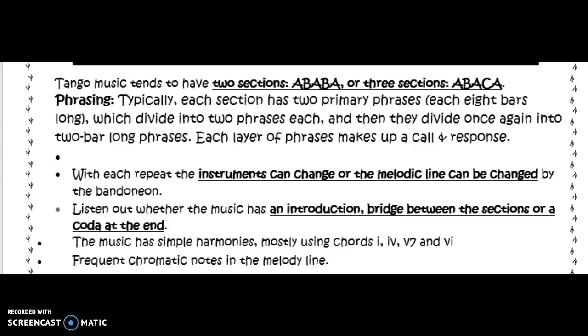Listen out whether the music has an introduction, a bridge between the sections, or a coda at the end. Simple harmonies are heard, mostly using chords 1, 4, 5, 7, and 6. Frequent chromatic notes in the melody line.